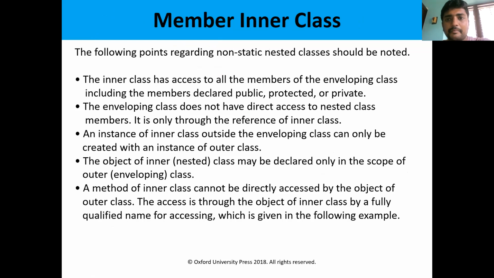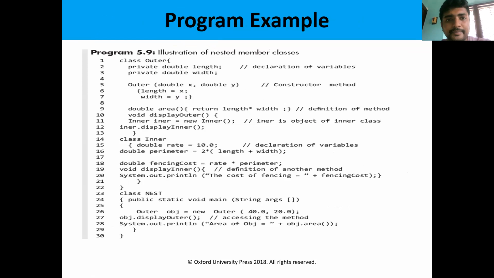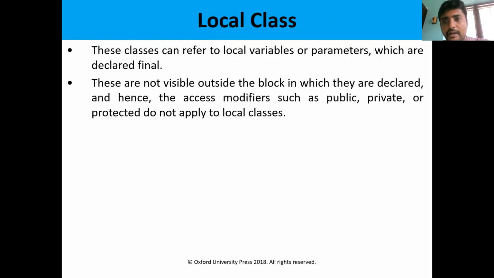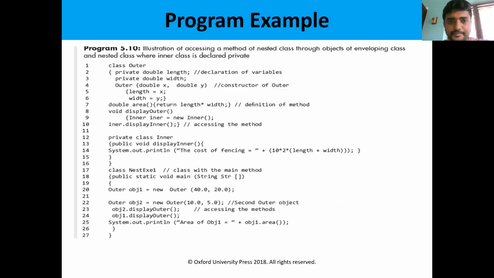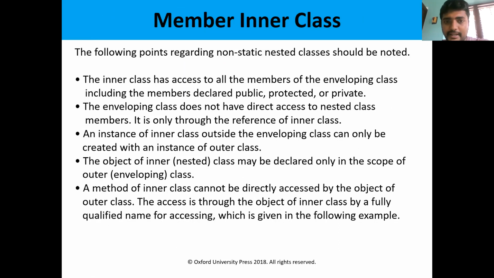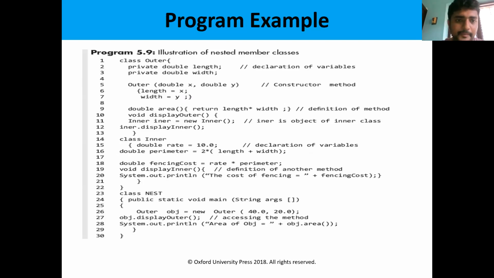Next one, member inner class. We have said that we have two types of classes. First one, top level class. Second one is nested class. In the nested class, we have three subcategories. First one, member inner class. Second one, anonymous class. Third one, local class. Let us check what is a member inner class.